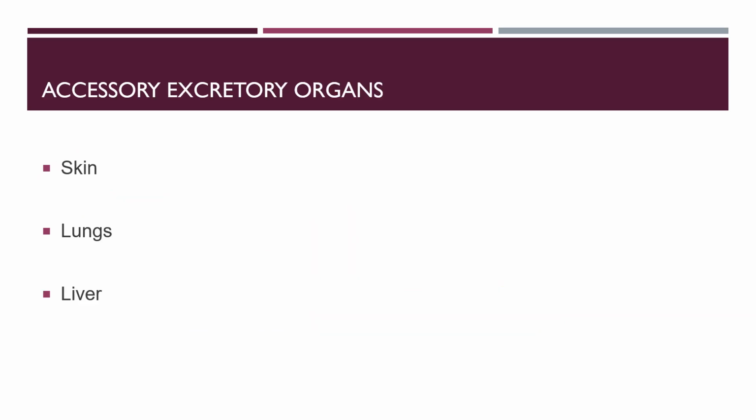Now we are here with the accessory excretory organs. In the previous video we have already talked about the other organs, other than the kidney, which excrete the metabolic wastes of the body. So let us first take the example of skin. Is it clear? The major excretory function of the skin is the production of sweat. So sweat is produced from the sweat glands.